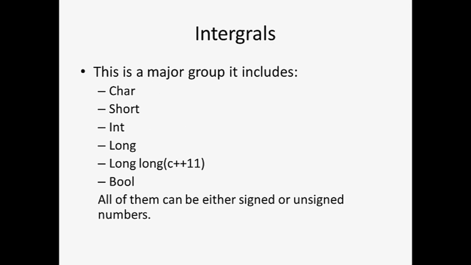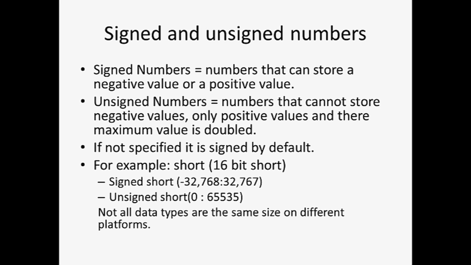So these are the integrals, the whole numbers. We have the char, which is short for character. We have short, int, long, and long long, which is included in C++ 11. We have bool, which is short for boolean. All of them can be either signed or unsigned. So let's take a look at what signed and unsigned numbers are.